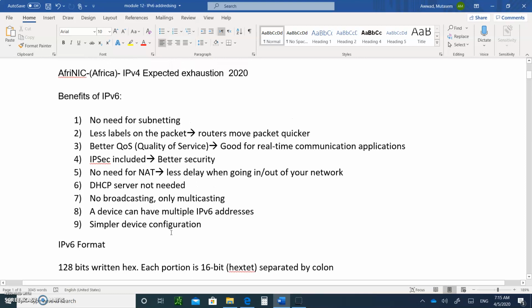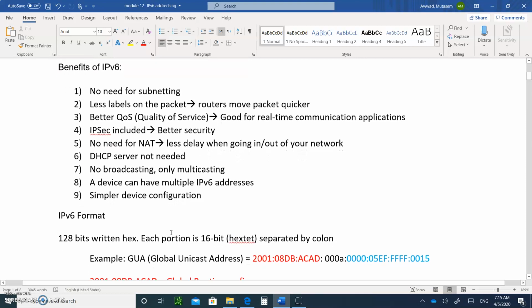All right, let's take a look at the format. Here is the format of the IPv6 address. It's 128 bits written in hexadecimal numbers. Each portion, like this one right here, is called a hextet, because it's 16 bits. Each one of those digits is 4 bits, so 4 times 4 is 16. This is 16 bits, and there are 8 of them. So 16 times 8 is 128. They are separated by a colon instead of a dot.